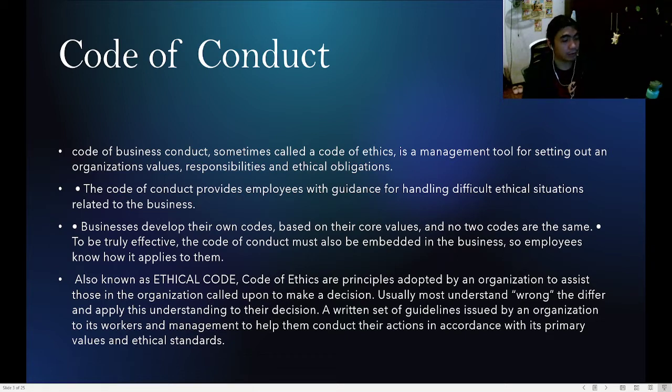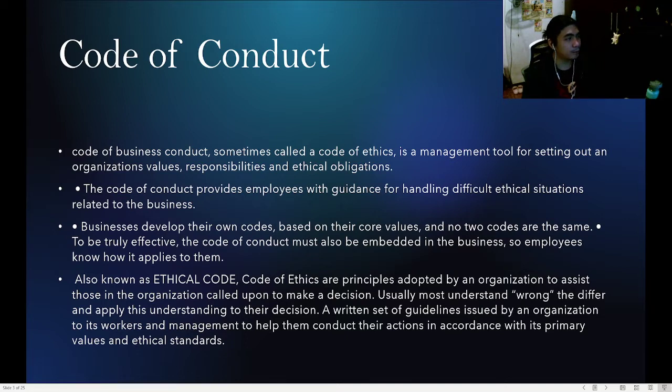A school handbook is the most common thing that you can relate to as a code of conduct, relative to your position right now as students. Everything is addressed in the school handbook. What are the things that are bad? What are the things that are good? What do you have to do and what don't you have to do? And what are the penalties whenever you do bad things?